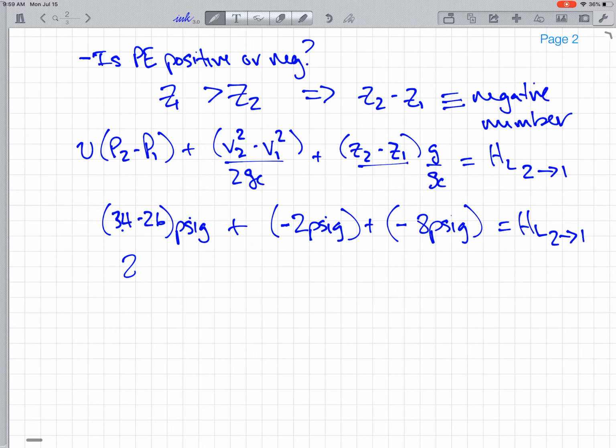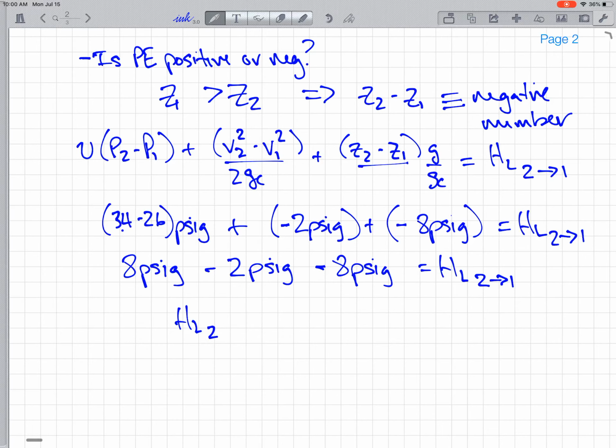So what do we have? We have 8 psig minus 2 psig minus 8 psig, and that equals the head loss from point 2 to point 1. So 8 minus 8 is 0, so the head loss from 2 to 1 is equal to minus 2 psig. Now that also means that the head loss from point 1 to point 2 is a positive 2 psig.